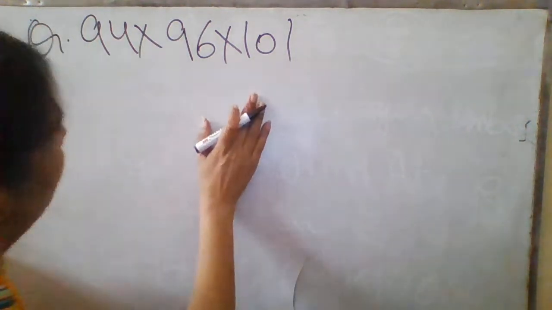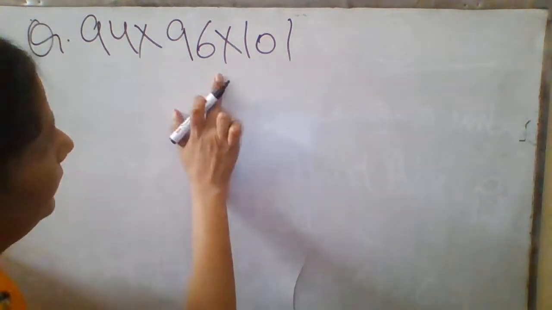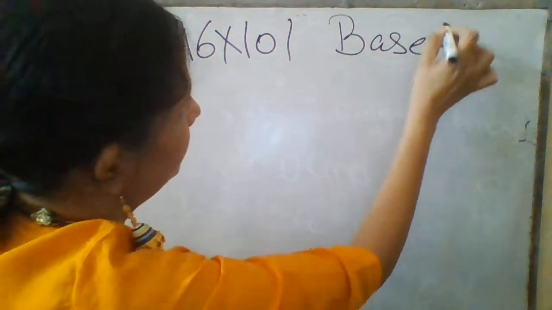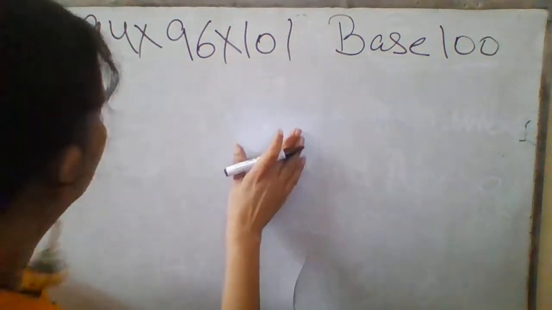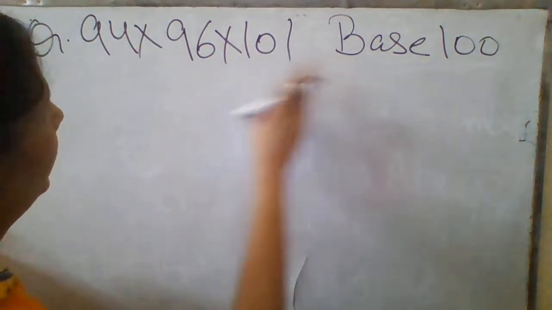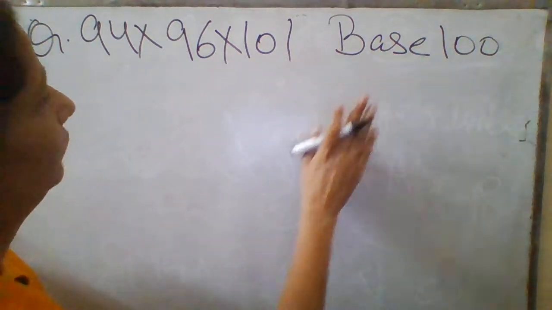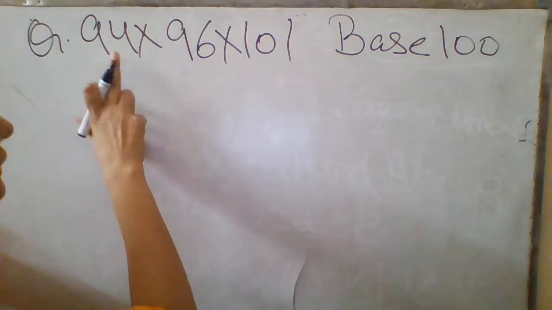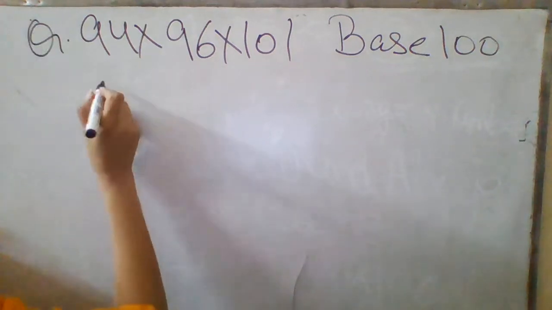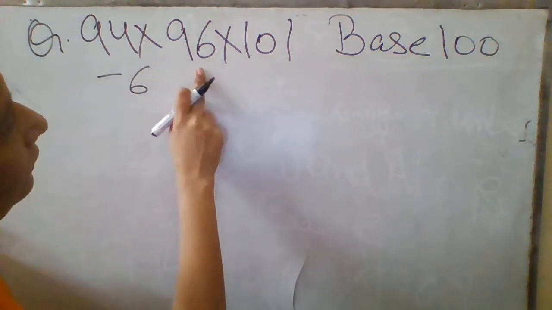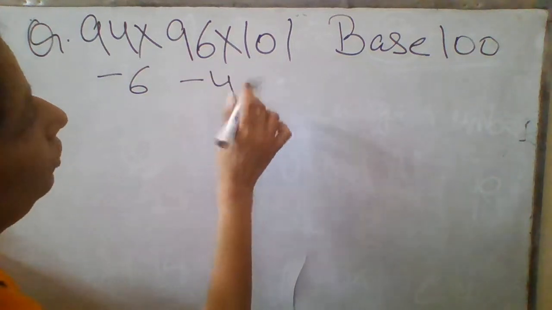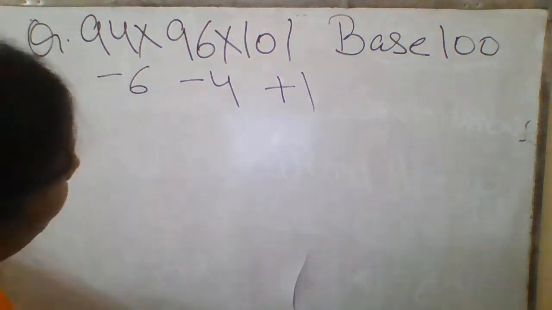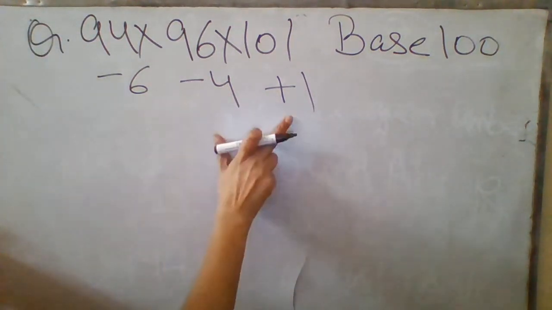Now you look here, look at these numbers, 94, 96, and this is 101. So what base can you see here? You can clearly see base is 100. That is clear. 94 is close to 100, 96 is close to 100, and 101. I told you we are doing below and above the base. 94. How much is 94 less than 100? This is minus 6. Here 96 minus 100 will be minus 4, and 101 minus 100 will be plus 1. Okay.